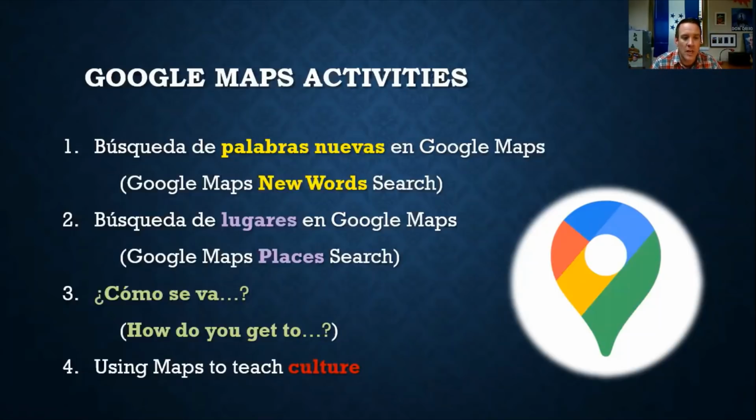Second one is called Búsqueda de lugares in Google Maps, which is a Google Maps places search. The third activity is called ¿Cómo se va?, which means how do you get to, and that's one where they're going to be giving instructions on how to get from point A to point B. And then the last activity isn't really a set activity, it's just using maps to teach culture.